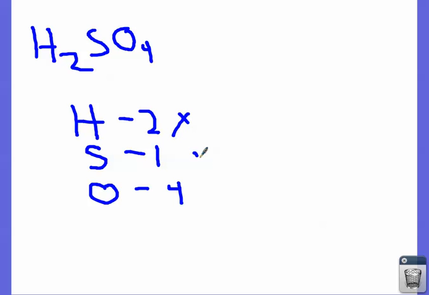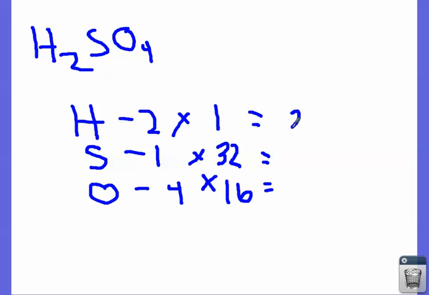I need to find my mass off my periodic table for each one of these. So hydrogen has an average mass of 1 AMU, sulfur has an average mass of 32 AMU, and oxygen has a mass of 16 AMU. Again, I just found that from the periodic table, and I round to the nearest whole number, and then I multiply. 2 atoms at 1 AMU apiece gives me 2 AMU. 1 atom at 32 AMU apiece gives me 32 AMU worth of sulfur, and 4 atoms at 16 AMU apiece gives me 64 AMU worth of oxygen.